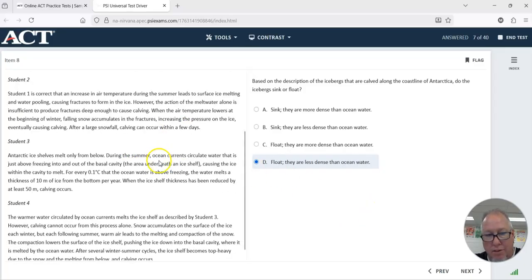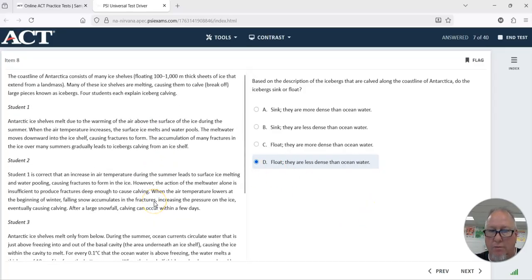Nowhere in any of this reading does it say that. And you might spend a lot of time sitting here looking for that, like, oh my God, where is it, where is it? And you'll never find it in the passage.